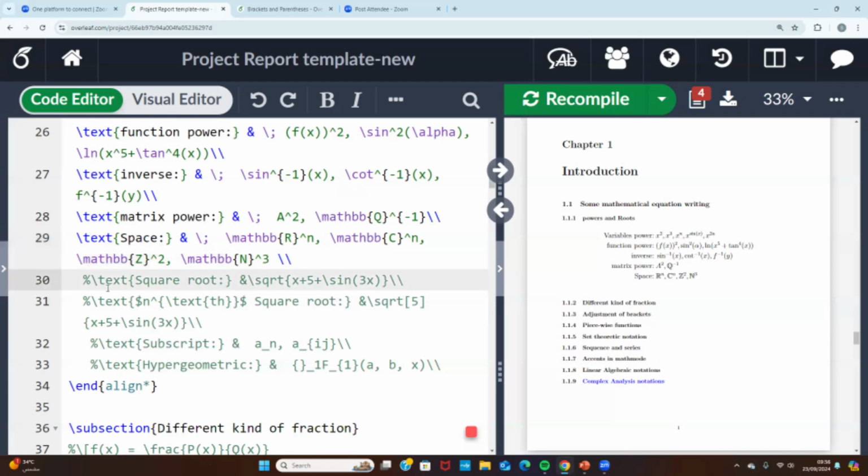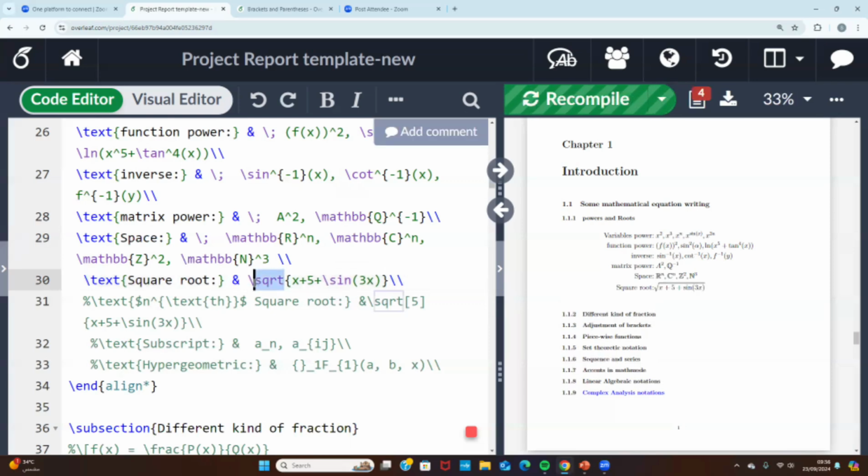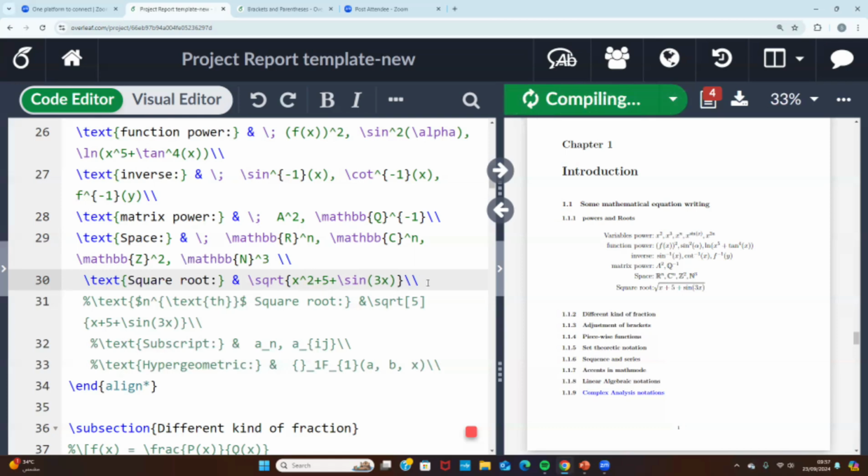Next, take the square root. A square root of an expression is written by the SQRT. SQRT is the square root, and then you have to put the curly bracket. Without the bracket, there will be a problem. So you need to put the bracket and then write whatever expression you want. Here we wrote x plus 5 sine 3x. So if you want, you can make a power, x square or some other power, and you can continue like this.